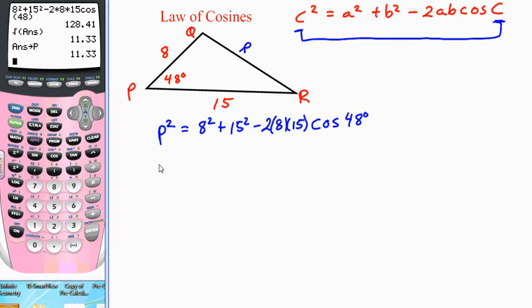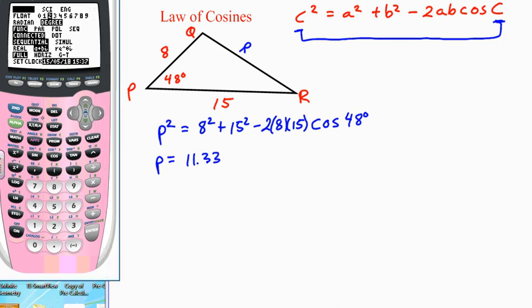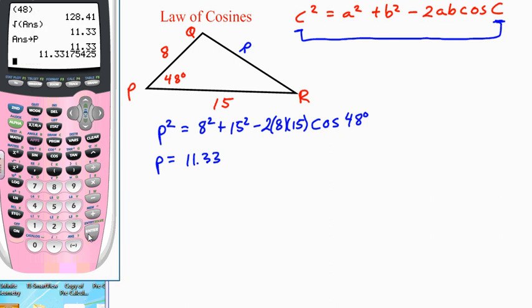Side P is equal to 11.33. Now you could write down the 128.41. I change my calculator here so it's not cutting off my decimals. There we go. So you could round that to anything you want to, but I now have that stored in alpha P.